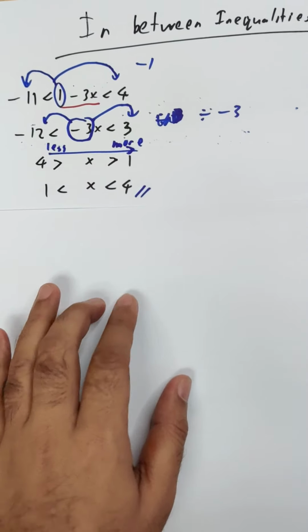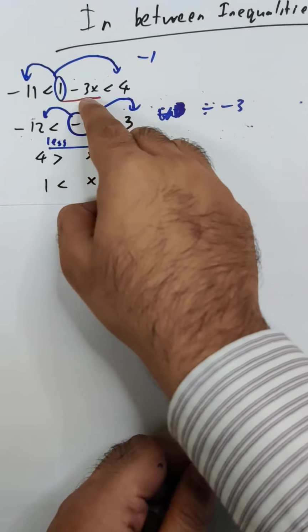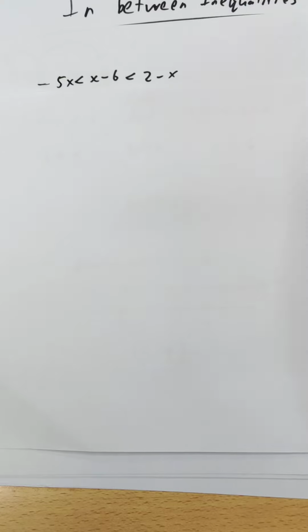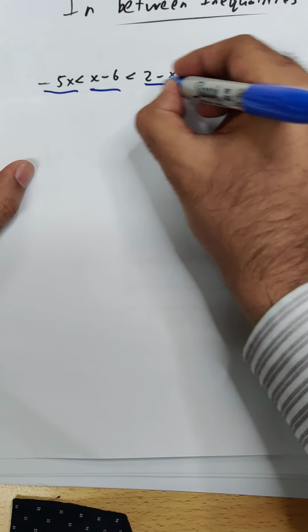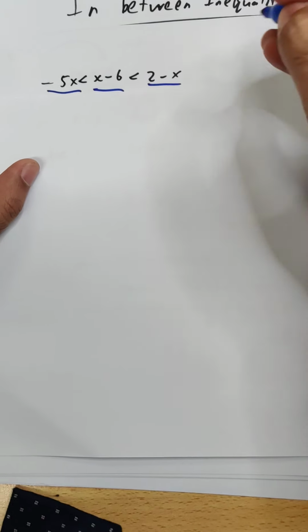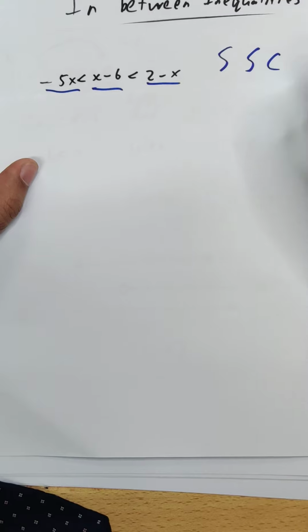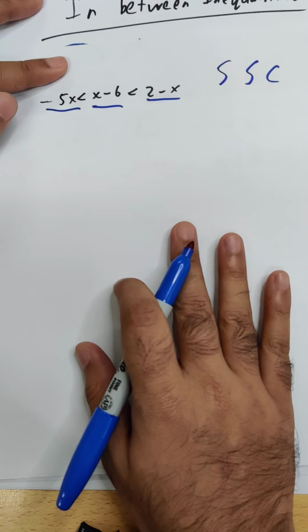Hope this is easy enough for you. Do take note, you can only apply this technique if there's only x on one side. In the next example, you can see there's x here, x here, and x here. So you cannot apply what you did last time, and this is where you need to apply the SSC: split, solve, combine.